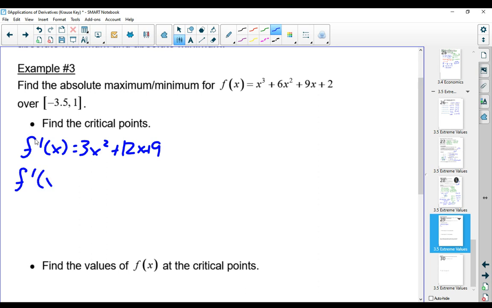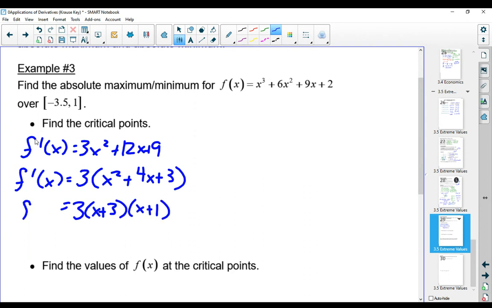And we'll be factoring. We actually just factored the same one on the last page. So pull out a 3, x squared plus 4x plus 3. 3 times (x plus 3)(x plus 1). Now looking for our critical values. We're looking for when f prime of x equals 0. And since it's a polynomial function, there's no restriction, so we don't have to consider when it doesn't exist. But we would have our critical points at x equals negative 3 and x equals negative 1.